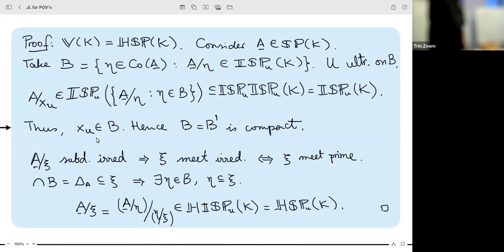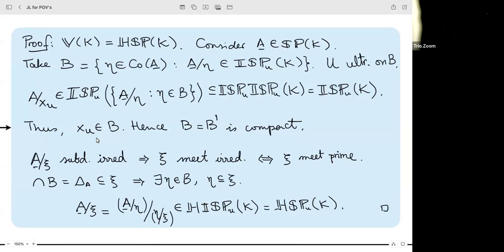Okay. Let's start by considering an algebra that belongs to SPK. So a subalgebra of a product of K. Later on, we are going to make the quotient. So we are separating these two parts, right? We have here the homomorphic images, and here the subalgebras of products. Let's start with subalgebras of products, and later on make a quotient. So it is a subalgebra of a product of elements.